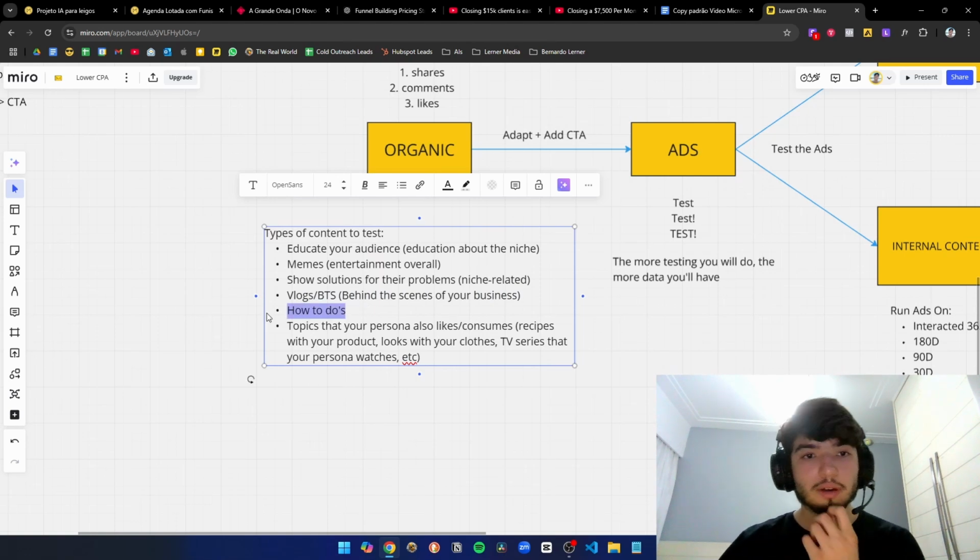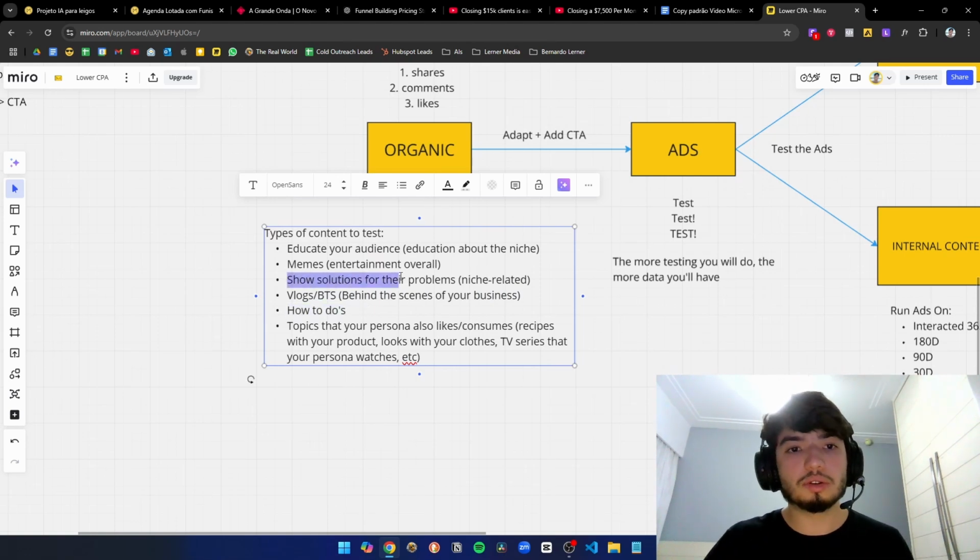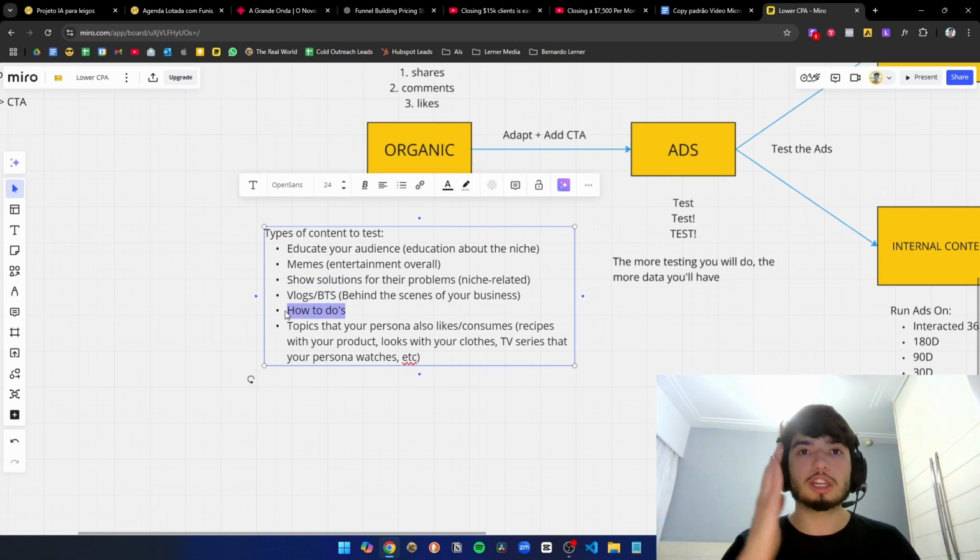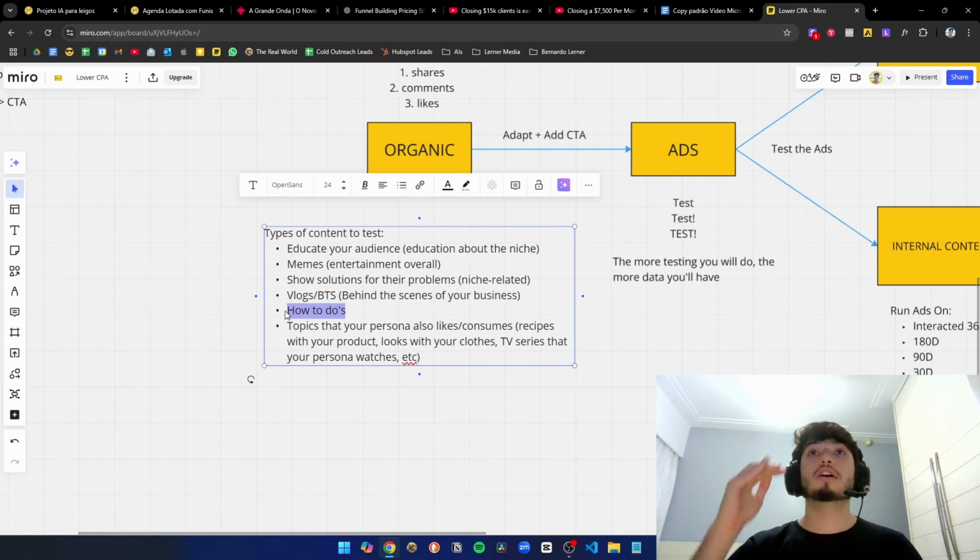A second part of it, how-tos. Basically, how-tos are showing solutions for their problems, but you deep dive on what to do step by step. First, you do this, then that, then this.